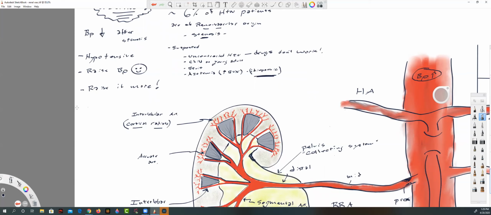And it does this through a hormone called renin. Renin is released. Actually, a hormone takes renin and prorenin and makes it real renin. It's a whole thing. Well, for simplicity's sake, renin is released. That renin acts on another hormone called angiotensinogen.